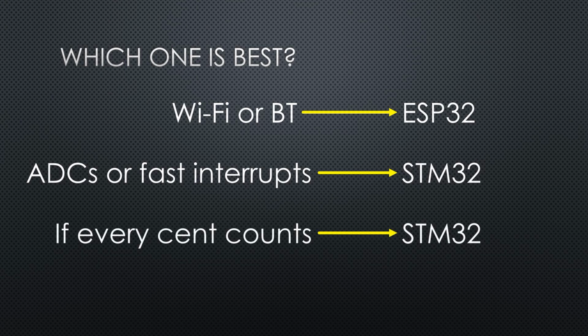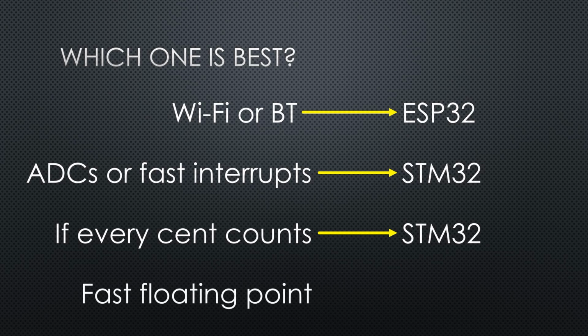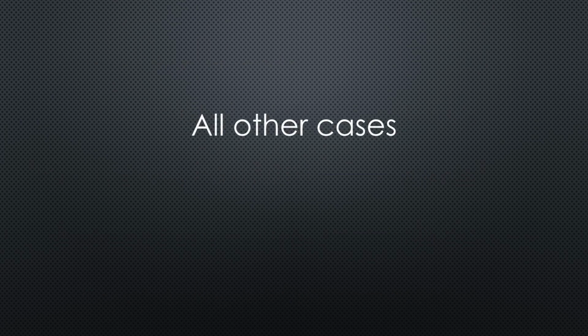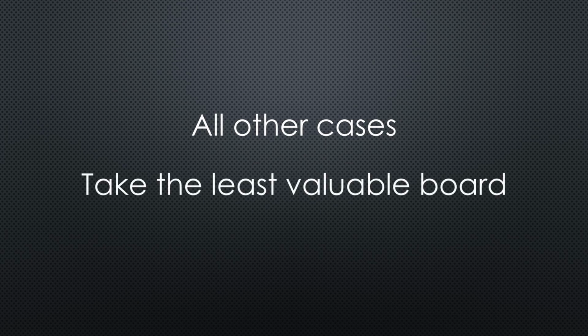A next question is, do we need fast floating point arithmetic? This can be, for example, for fast Fourier transformation. Then the right choice is the ESP32. In all other cases, the choice is open. This is when I look into my storage bins and decide which is the MCU I most probably will no more need in the future. This is the right choice for those situations.